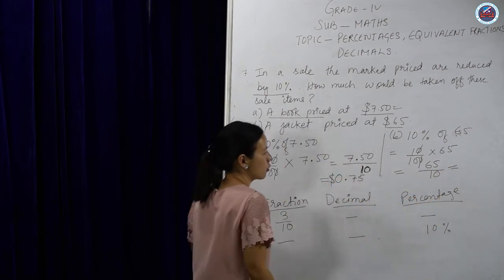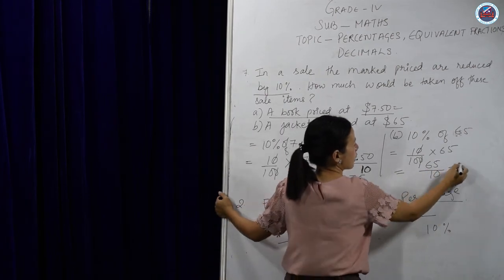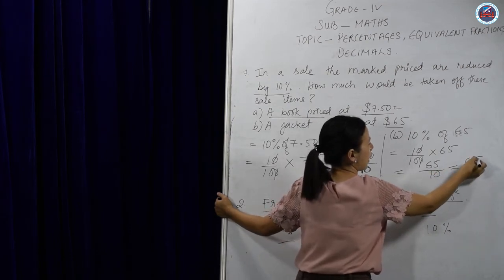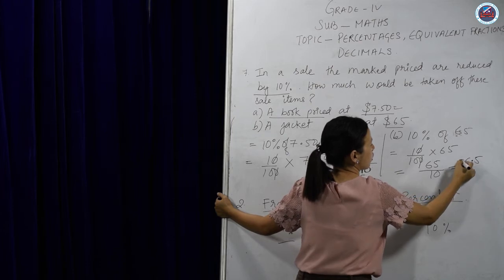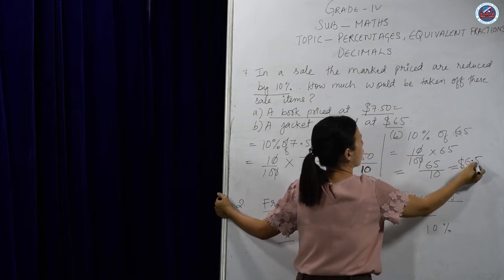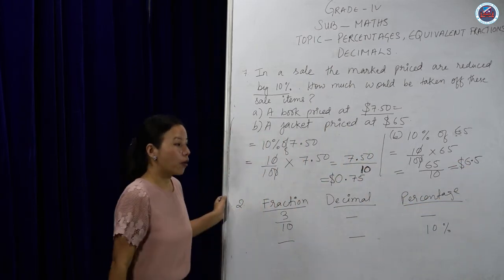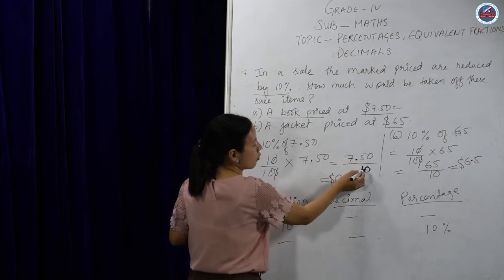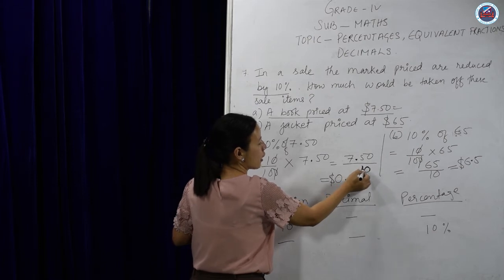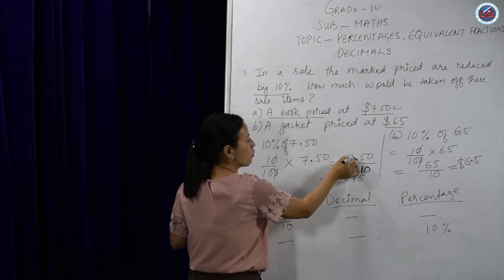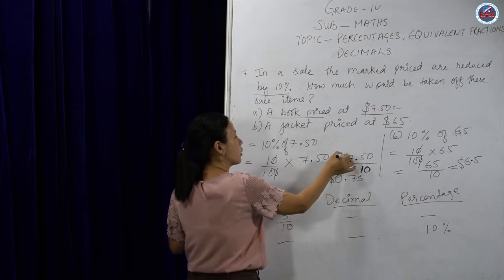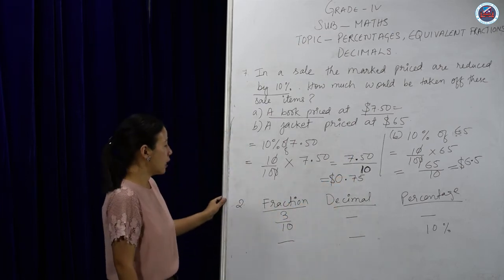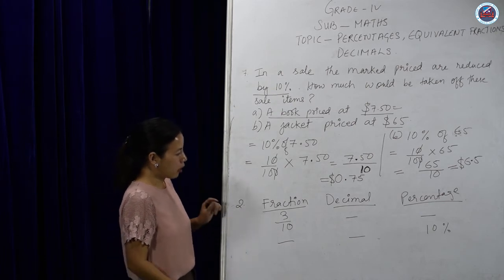So how do we do it? In 10 we have a single zero, so we will count one number from the back and put the point. So the answer is $6.5. Know that? When there is a decimal point, when you count, in 10 we have a single zero, so we count from this point one number back, and then we put the point. Okay?